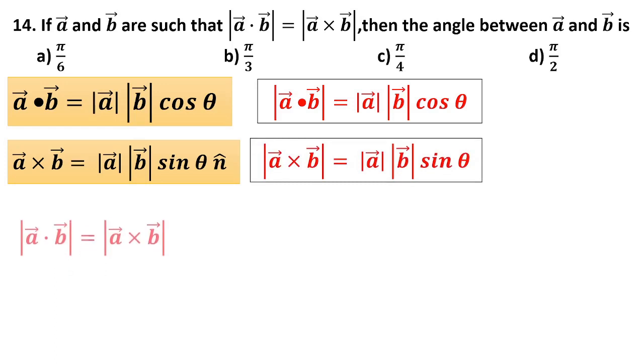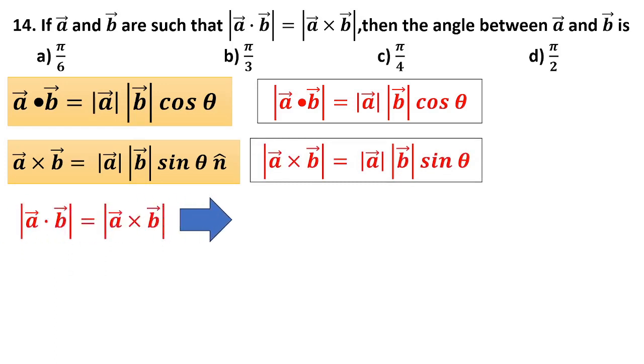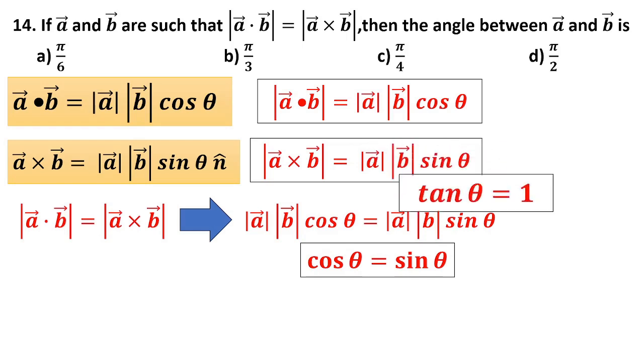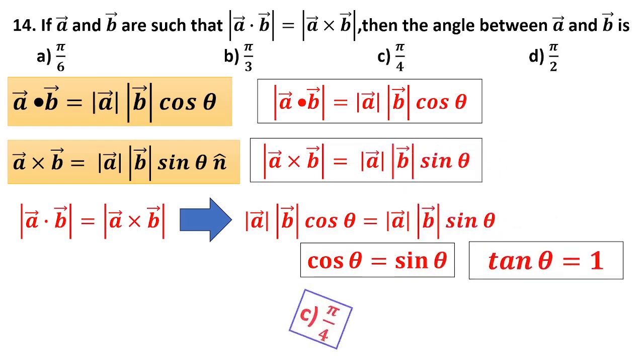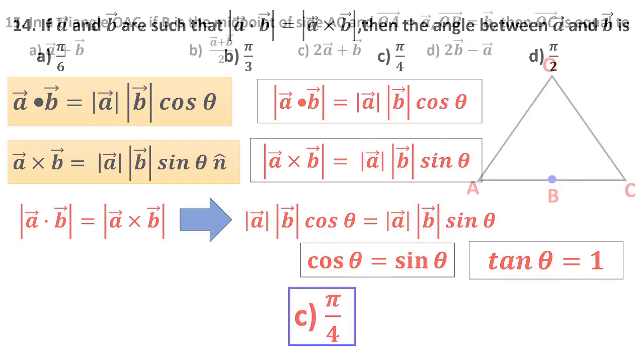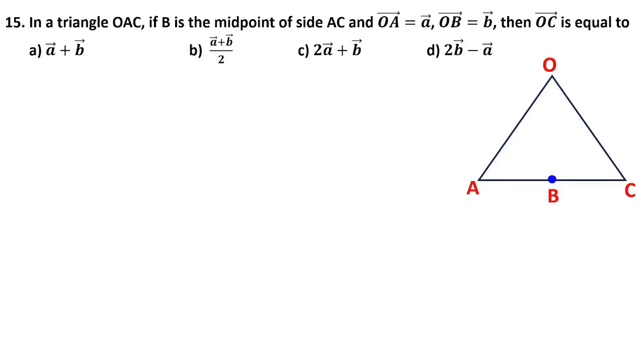Now how to get theta? Simply divide them. Therefore, a dot b is equal to a cross b, given to you. Therefore, equate it. Therefore, magnitude of a, magnitude of b will get cancelled. You will get cos theta is equal to sin theta. Tan theta is equal to 1. You know the value. It is pi by 4. Out of the given values, pi by 4 is the given answer. Let us move on to question number 15.